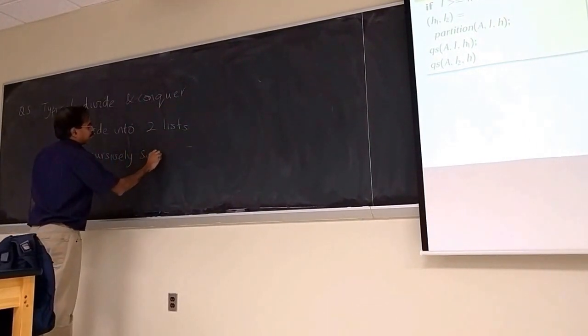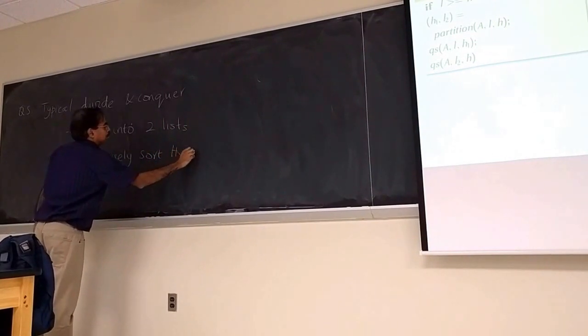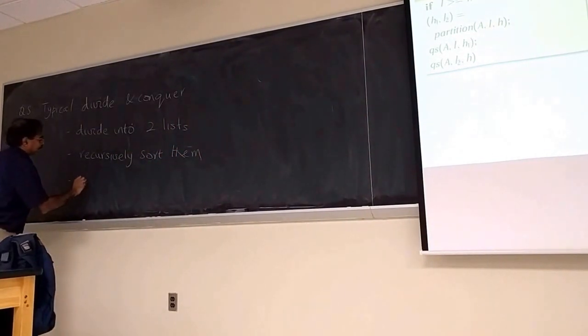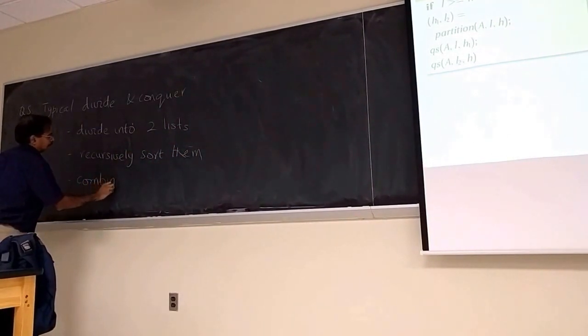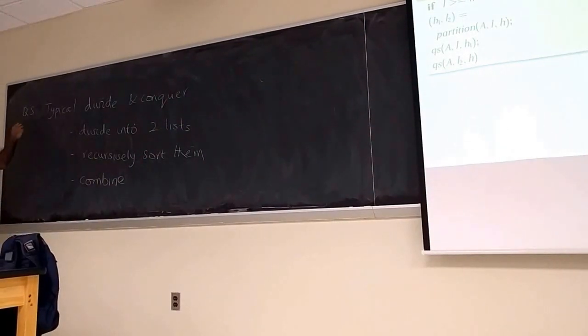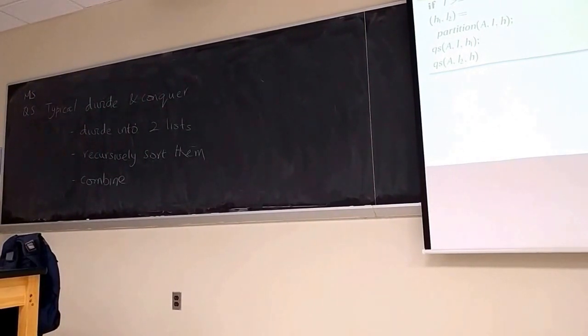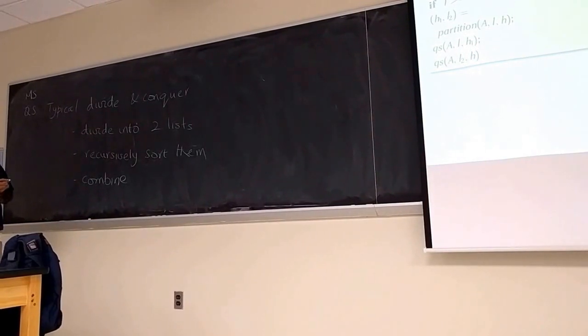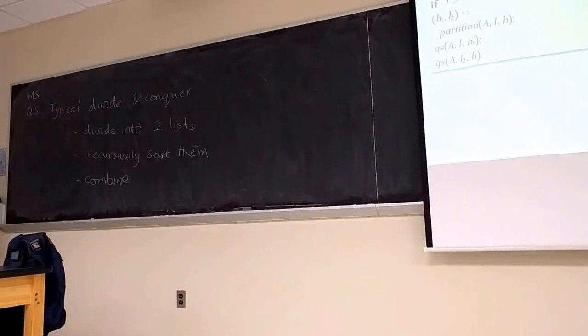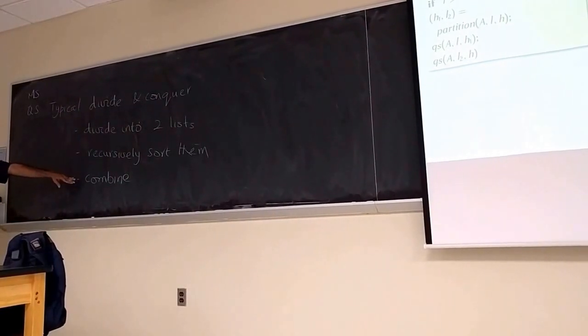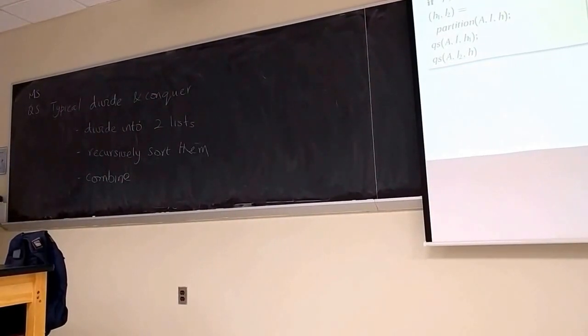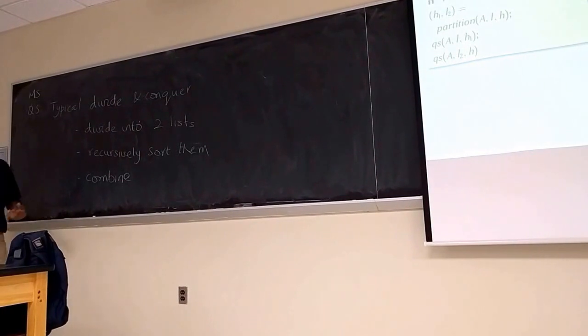So we start there, and then combine. Right? So this is about both merge sort and quicksort. They are both divide and conquer algorithms that have very similar steps: divide the list into two, sort them, and combine. Okay. So what's the main difference?